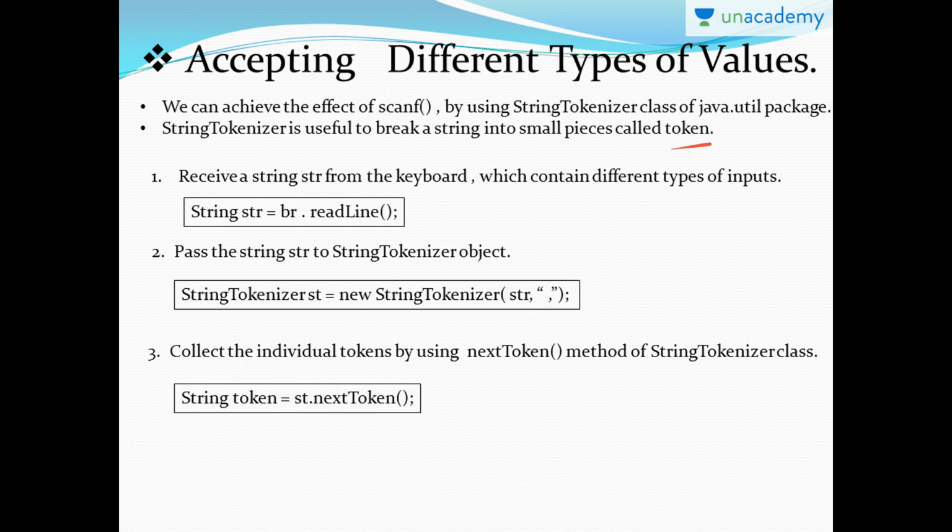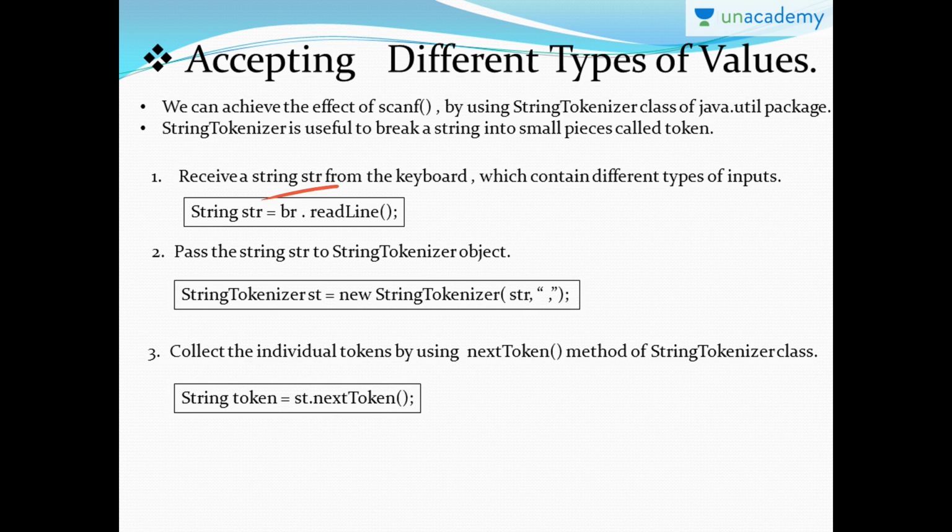If I give my input as a very big line, for example, "this is my first Java program", all that cannot be stored into one variable. So what this StringTokenizer does is break that bigger line into small pieces: "this" as one token, "is" as one token, "a Java program" as different tokens, and that makes it easier to store into a particular variable.